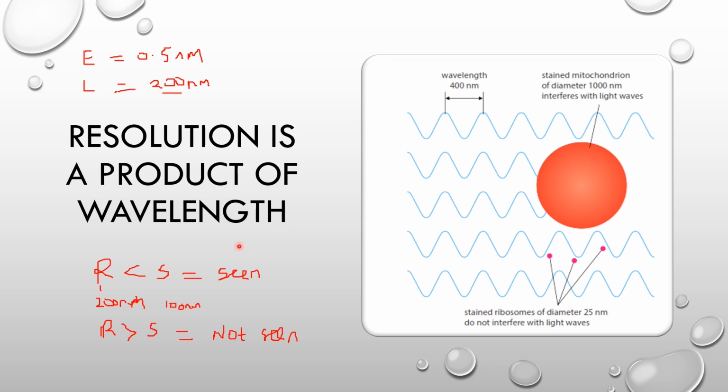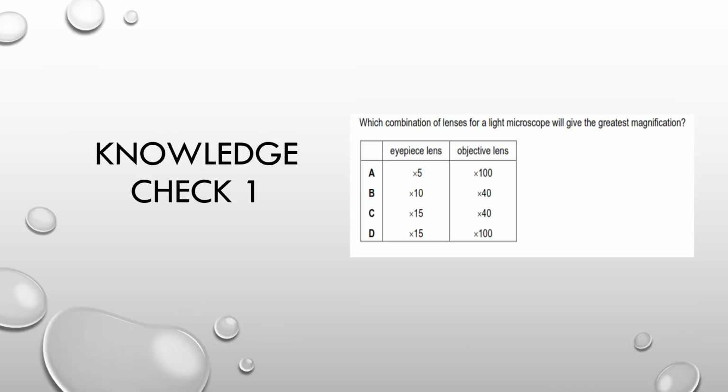And remember what I told you is a law: once the resolution is less than the size, you can see it. Resolution is 200 nanometers. The size is what? 1000. So once the resolution is less than that, you can see it. So this can be seen. Why? Because the mitochondrion here will interfere with the light waves. Once the size of a structure is bigger than the wavelength and bigger than the resolution, then it can be seen because they can interfere. But once it's less than, it cannot be seen. Okay, so let's move to the next slide quickly.